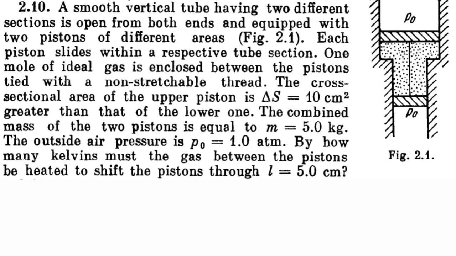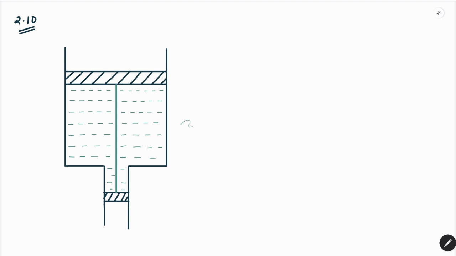So if we consider the situation shown in the diagram, over here we have 1 mole of an ideal gas which is enclosed between these two pistons, where one piston is of larger cross sectional area. So we are considering this cross section area as S1 and the other cross section area as S2. And the problem is stating that the cross sectional area of the upper piston is 10 cm square greater. So we can say S1 minus S2 is 10 cm square. The upper piston is having greater area by 10 cm square.